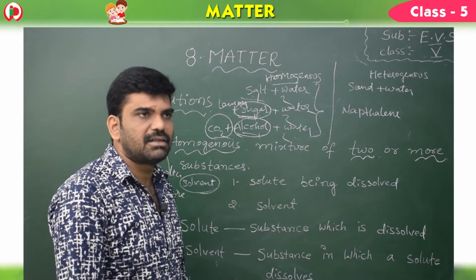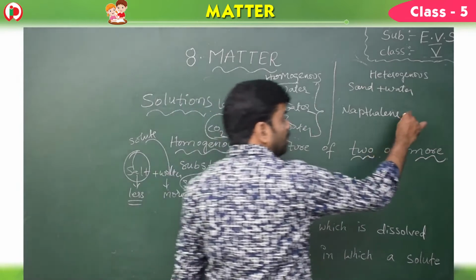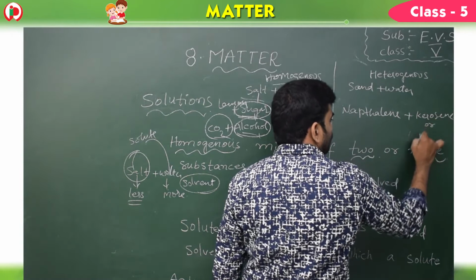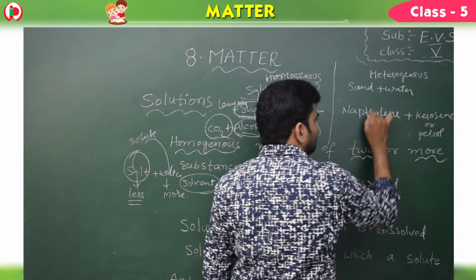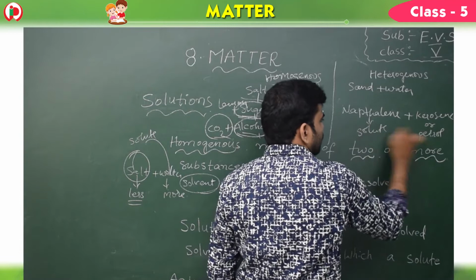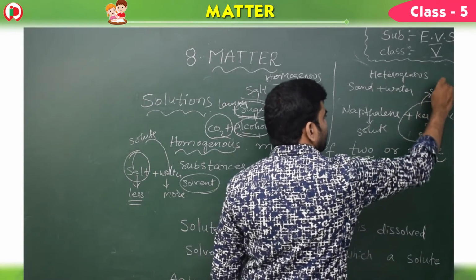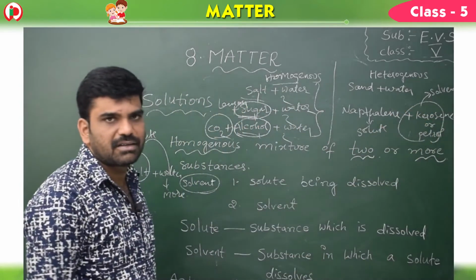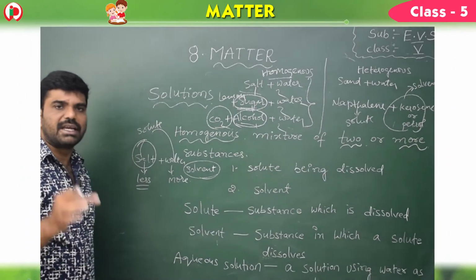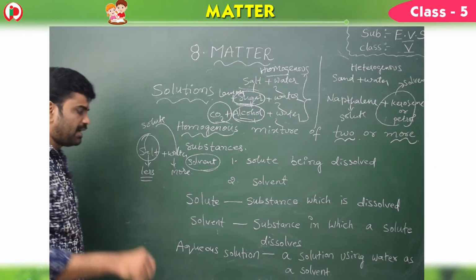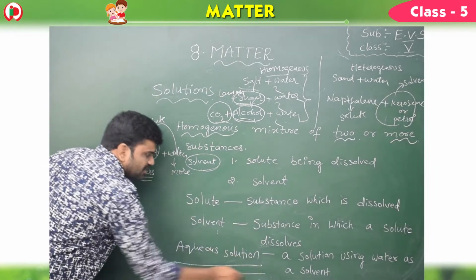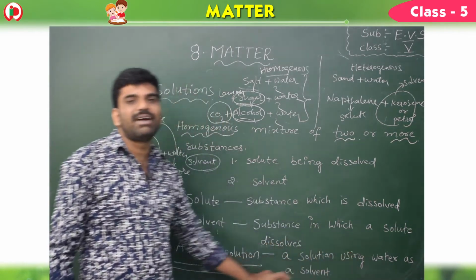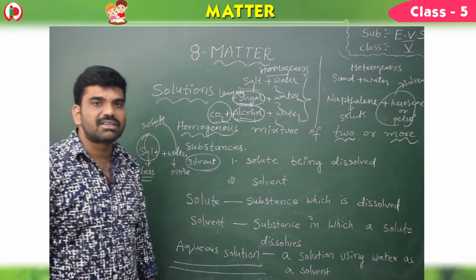Yes, children. Then where is it soluble? It is soluble in kerosene or petrol. So in this case, naphthalene is solute, whereas kerosene and petrol are solvents. In this case, water is not used as a solvent. So the solutions in which water is used as a solvent are called aqueous solutions. A solution using water as a solvent is called an aqueous solution.